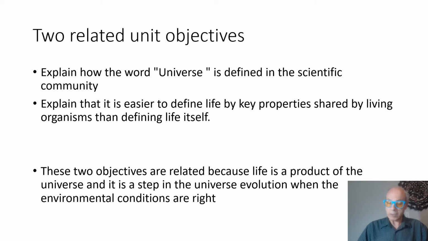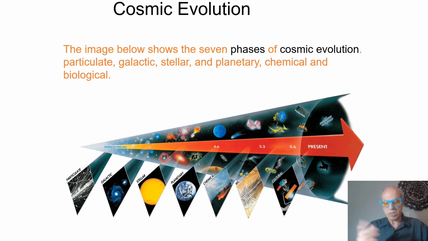Why are they related? Because the universe creates life. Life is a product of the universe itself, and it's actually a step in the evolution of the universe when the right environmental conditions are met. When these conditions are met, then we can see exotic chemistry turning into one cell life.